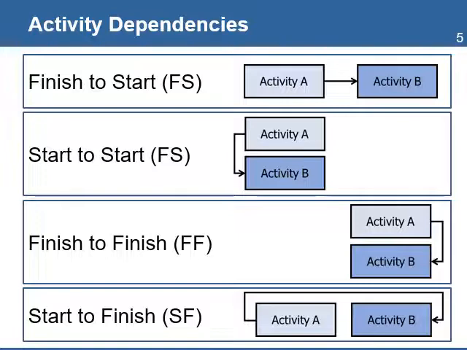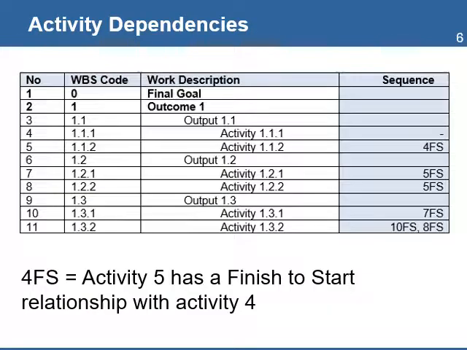And the last one is start to finish, where the end of activity A is dependent on the start of activity B. This is a relationship that is seldom used. When building a schedule, you can add a column on the WBS table where you can identify the type of relationship. For example, activity 2 has a start to finish sequence with activity 1. This information will be used in a software application such as Microsoft Project that will develop the schedule and use the relationships on all activities to calculate the total duration of the project.